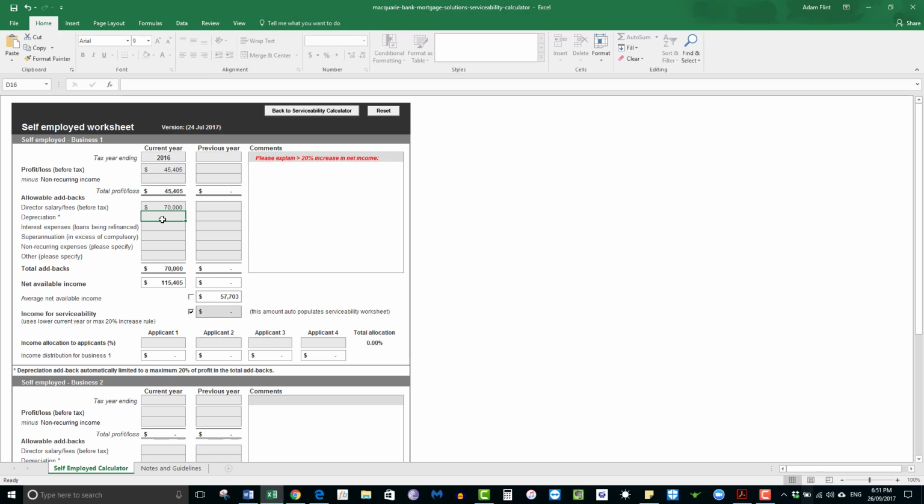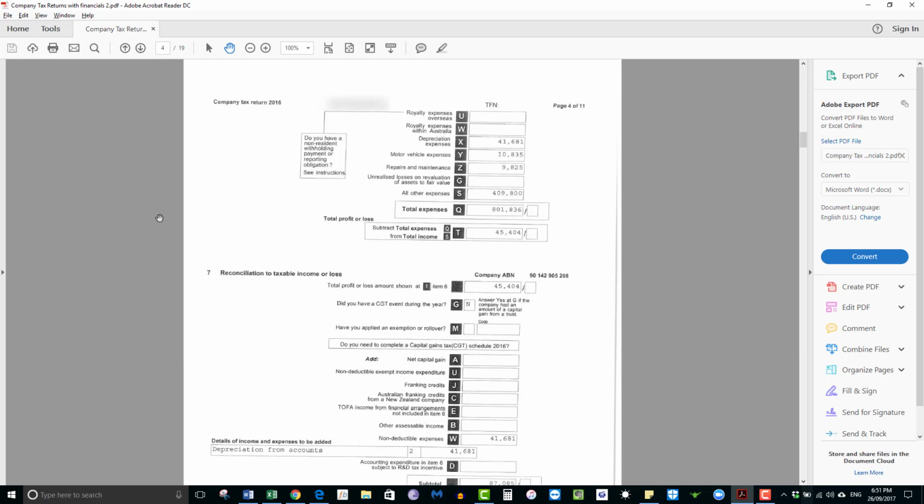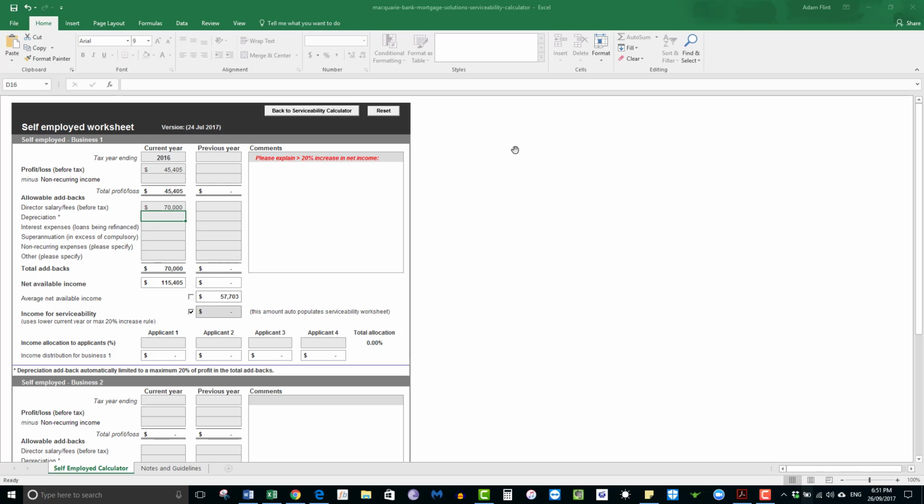Depreciation is the next field requiring input. If we return to the tax return, on the page you can see there, it's $41,681. Enter that into the depreciation field in the serviceability calculator. Interest expenses, loans being refinanced is the next field. In a lot of cases, we aren't refinancing business loans, but if we were, they would be here.